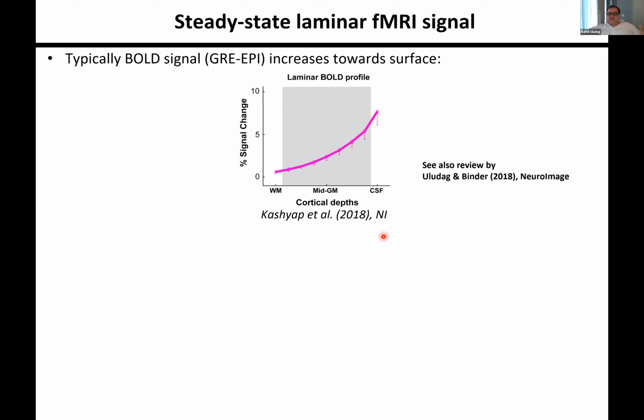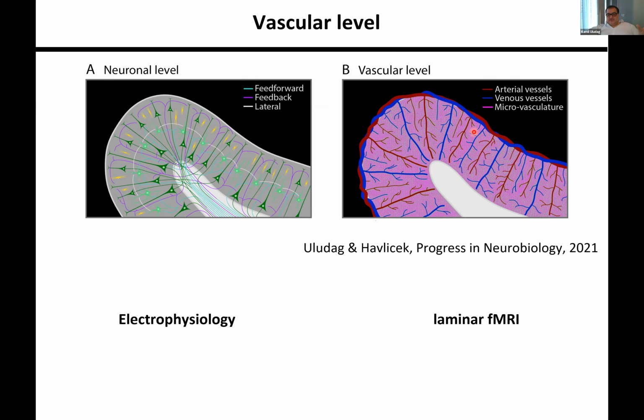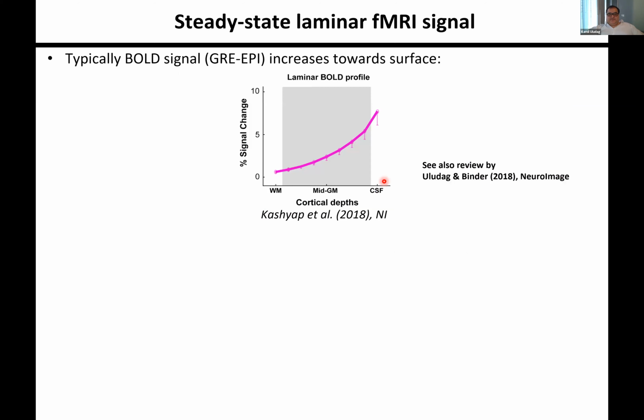One experimental observation, if we look at the fMRI signal on the vascular level, is like this. Now, fMRI people display data in a different way. White matter is on the left and CSF is on the right, whereas in electrophysiology, CSF is at the top and white matter is at the bottom.